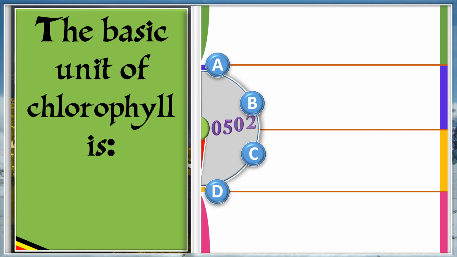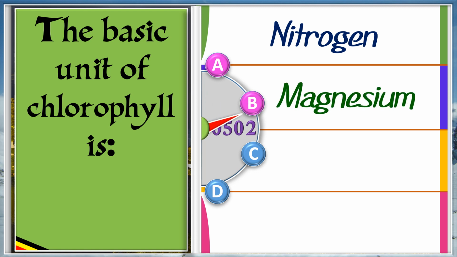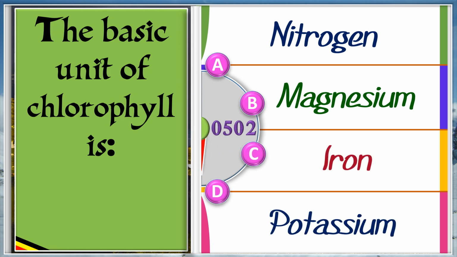The basic unit of chlorophyll is A. Nitrogen, B. Magnesium, C. Iron, D. Potassium. And the answer is B. Magnesium.